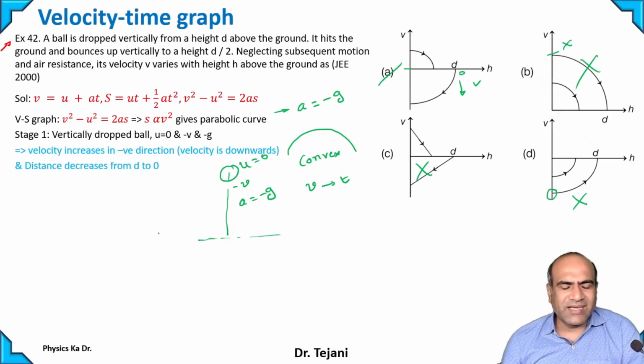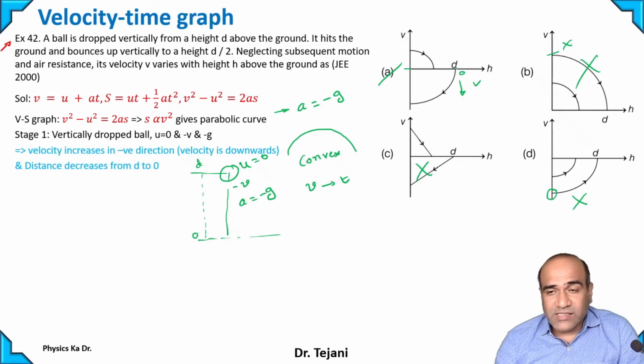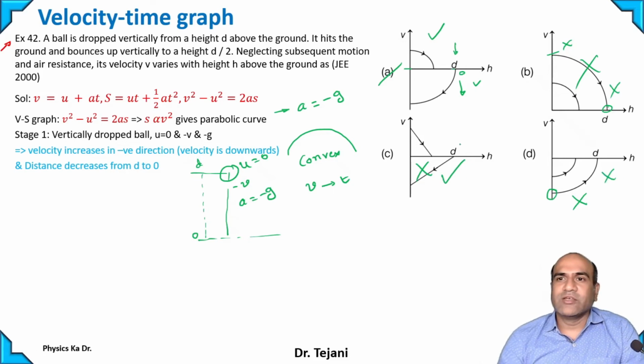But let's see again. So distance decreases. Distance is maximum here. D is equal to maximum here, and when it moves in the downward direction, distance becomes 0. Distance decreases. So we can see here, for that distance, is it decreasing? Yes, distance starts from maximum and it is decreasing along with this. So this one is correct. In this other one, distance is not decreasing.